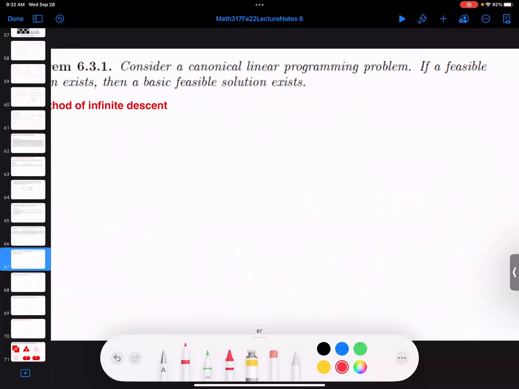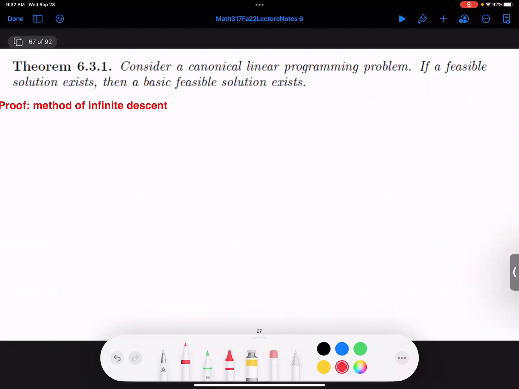All right. So let's do things a little bit more carefully now. So this is the huge theorem. If you have a canonical linear programming problem, if a feasible solution exists, then a basic feasible solution exists. So this tells us that we only have to look at basic feasible solutions. And the idea is something called proof by infinite descent.